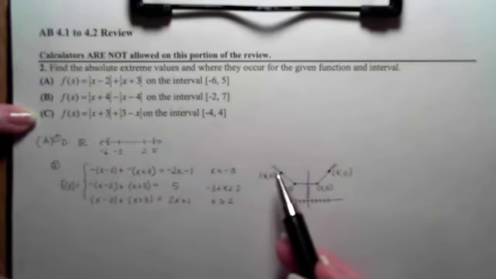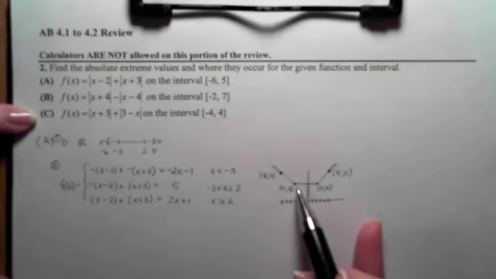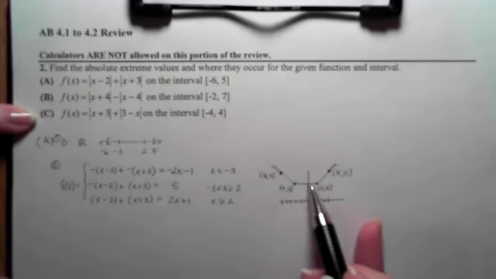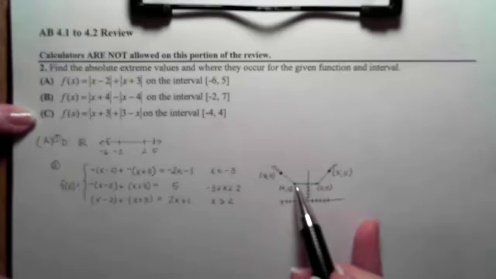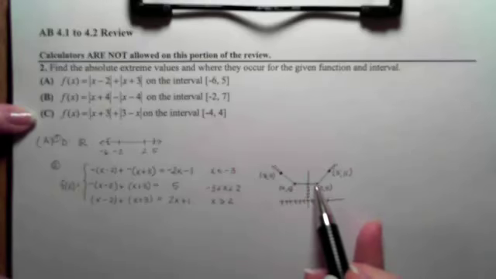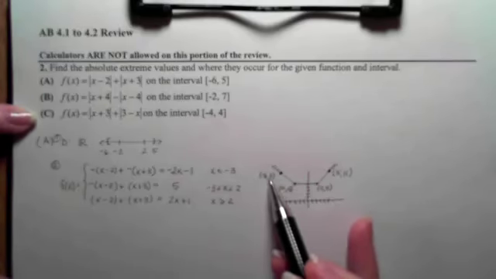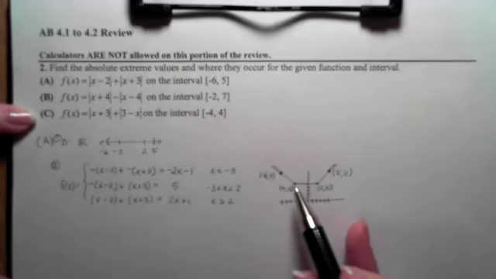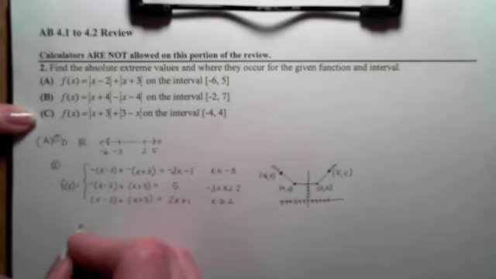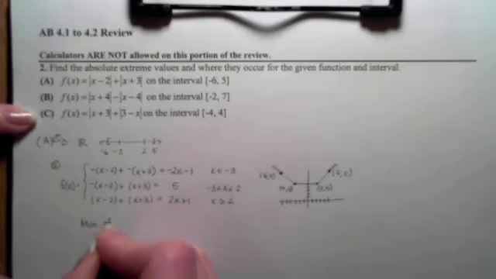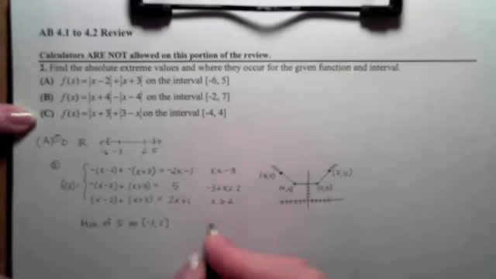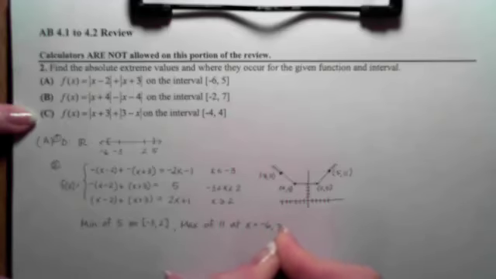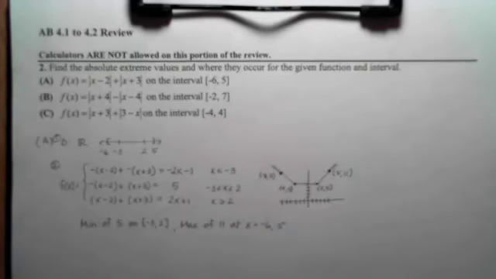Looking at this picture now, we can see that there's a minimum value of 5 on this entire interval from -3 to 2, and we have a maximum value of 11 that occurs in 2 places. So we can write down that we have a min of 5 on the interval from -3 to 2, and we have a max of 11 at x equals -6 and +5.